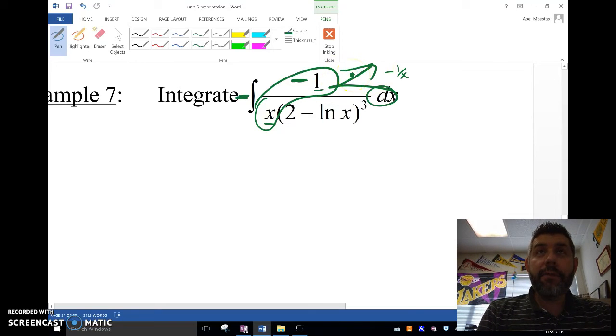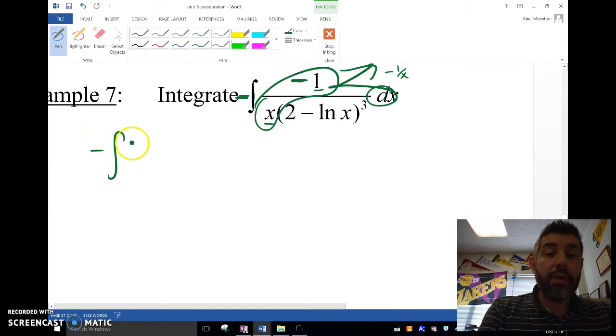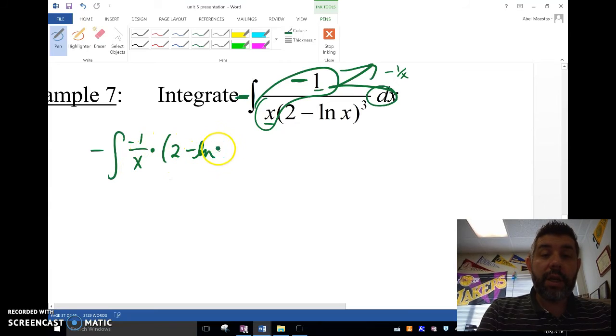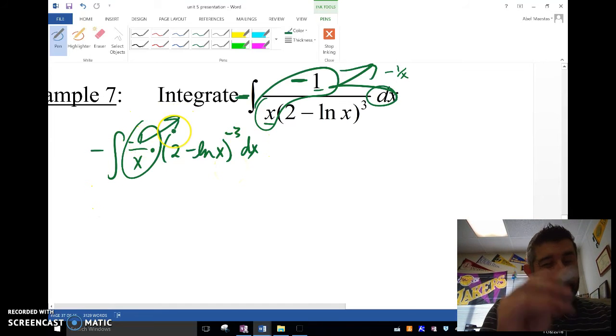So then let's rewrite this as negative integral of negative 1 over x times (2 minus ln x) to the negative 3. This might make it a little easier to see. So then this is my hook right here, right?